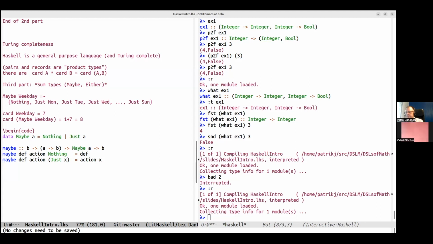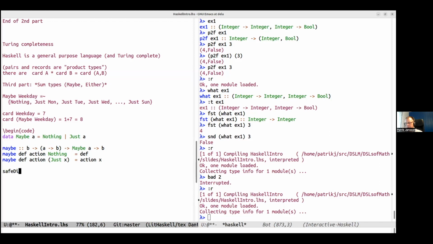So this is the only type-correct definition we can make. The reason I've included this action is just to make sure that I cannot make any mistakes. So the A here in the maybe type, I cannot just return it. I have to do something with it, and that's the action.